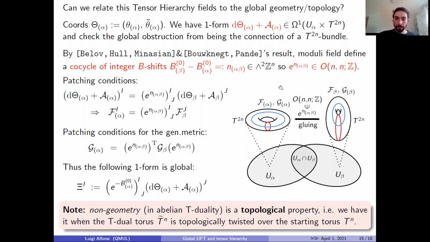So basically, by starting from the bundle gerbe, by reducing it, and by imposing the minimal conditions of T-duality, what you get is this picture of how the fields of the tensor hierarchy, including the double metric, are patched together.